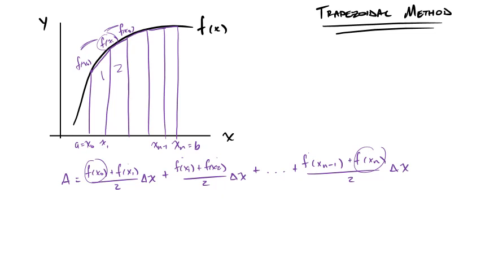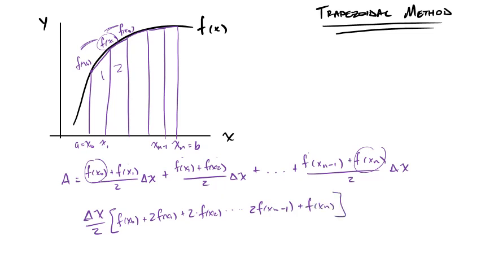So we can pull out the delta x just like we did before. We can pull that out in front of everything. We can pull out the 1/2 in front of everything as well. And what we're going to end up getting on the inside is f of x0 plus 2 times f of x1 plus 2 times f of x2 all the way down to 2 times f of xn minus 1, and then I'm just going to have f of xn at the end, right?